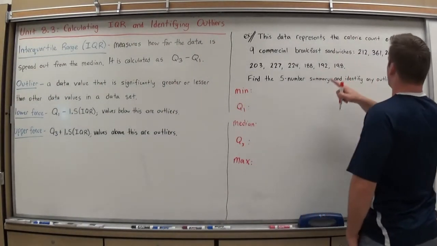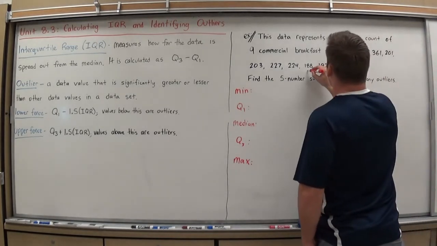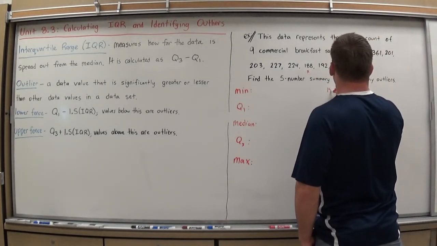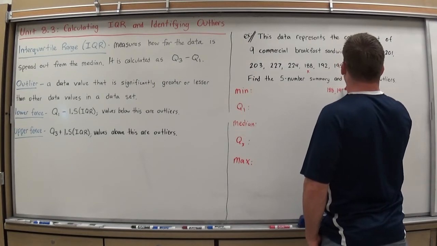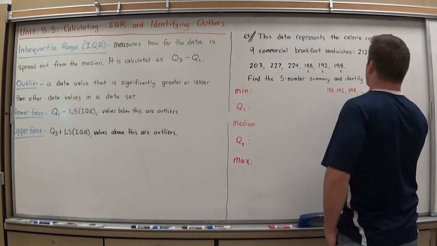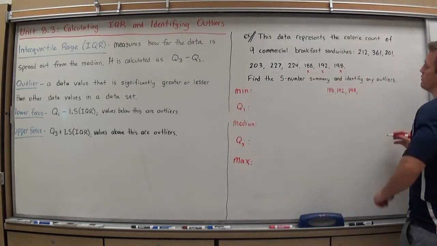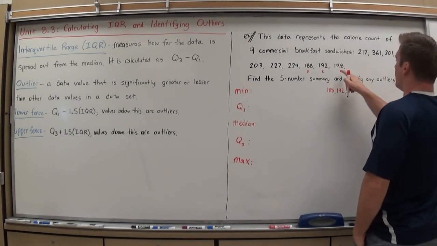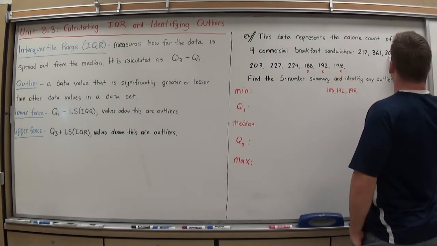So our lowest number seems to be 188. Then 192. Then 198. And again, just a good tip, you notice I'm marking the numbers off as I use them so I don't accidentally use them twice. 201.